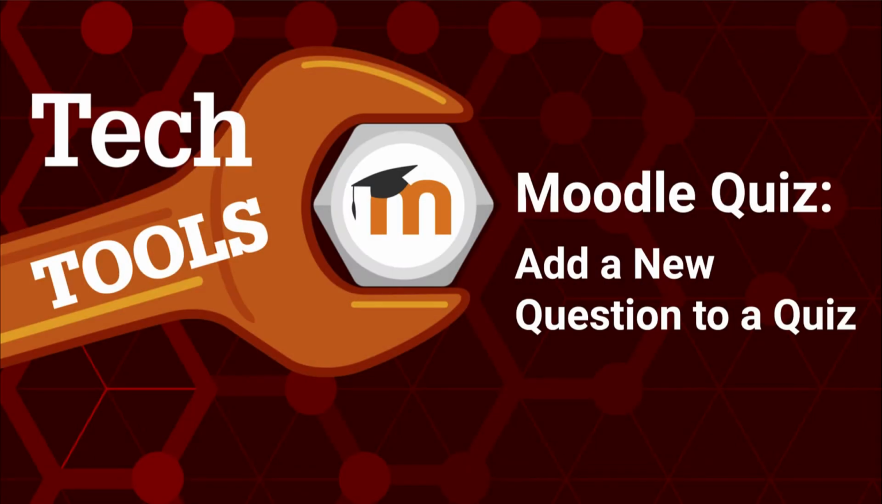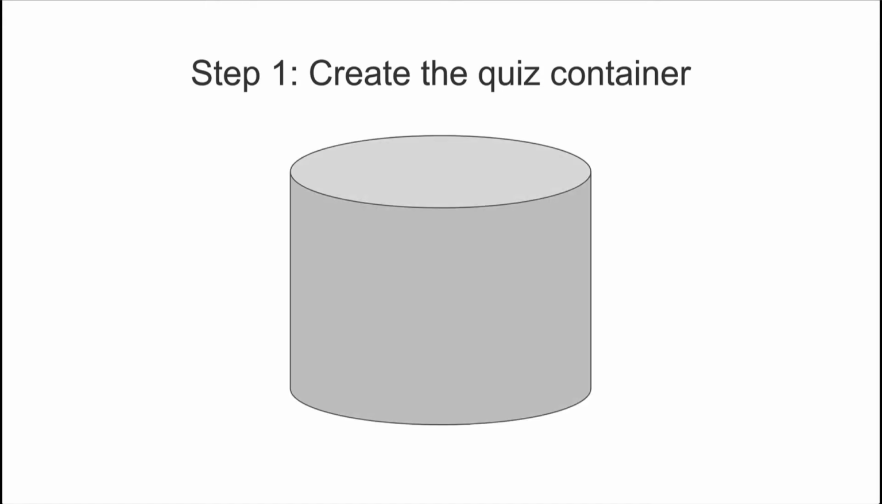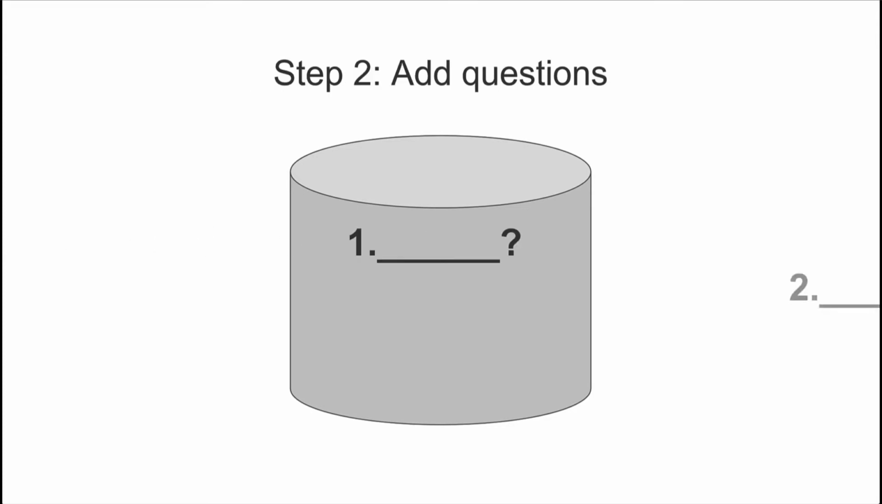This video will cover adding a new question directly to a Moodle quiz. Remember that setting up a quiz in Moodle is a two-step process. First, you create the quiz container and configure settings for how you want the quiz to function. This process was covered in a previous video about editing quiz settings. The second step is adding questions to the quiz, which will be covered in this video.